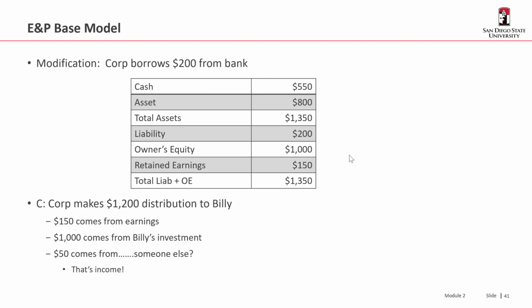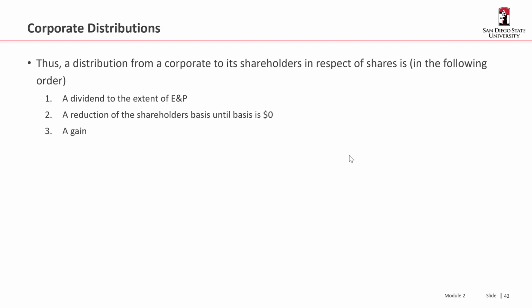So that is in fact the exact pecking order of a corporate distribution, right? First, it's a dividend to the extent of the corporation's earnings and profits. Then it's a return of capital, or a return of your basis, to the extent of your basis in the investment. And then anything in excess of that is actually treated as a capital gain.